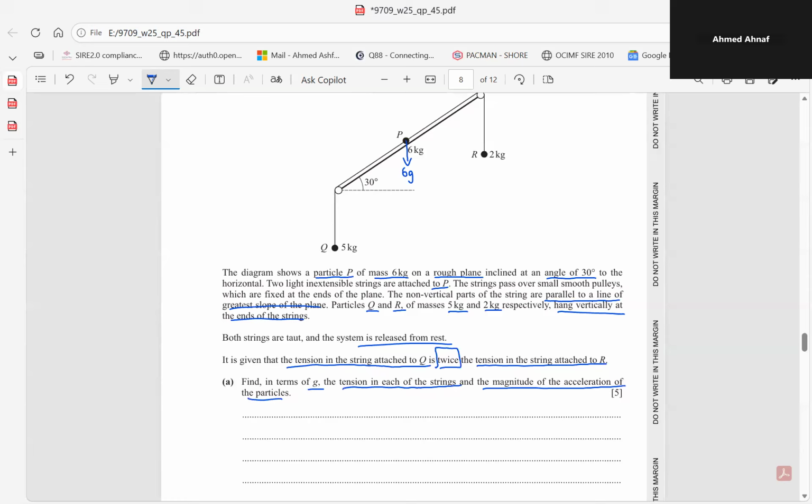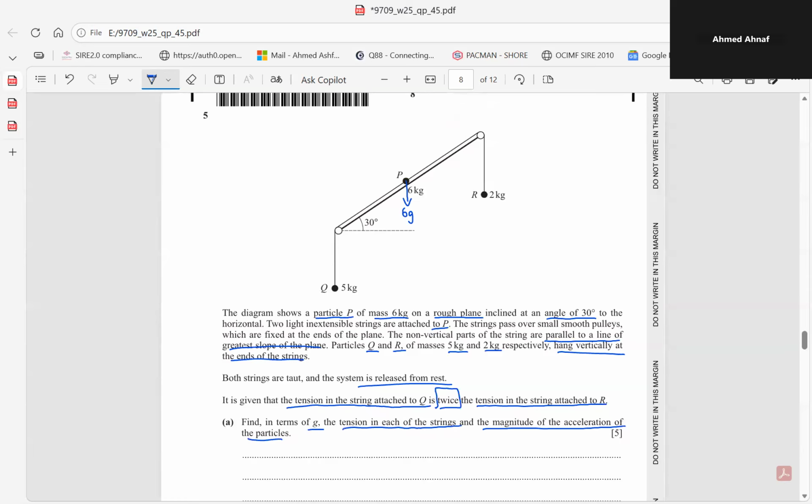Okay, so first off, let's label all the forces acting in this system. So we have this 2 kg, which is 2g, and 5 kg, which is 5g.